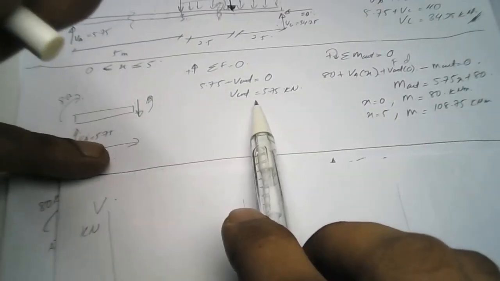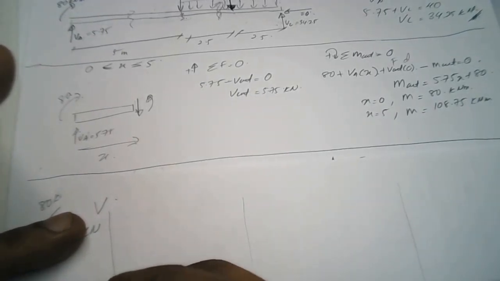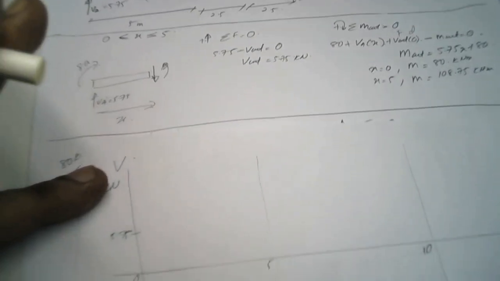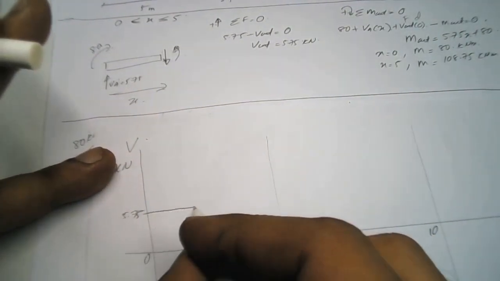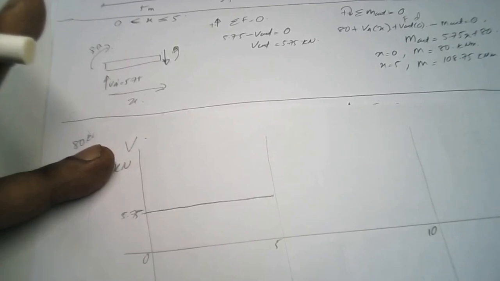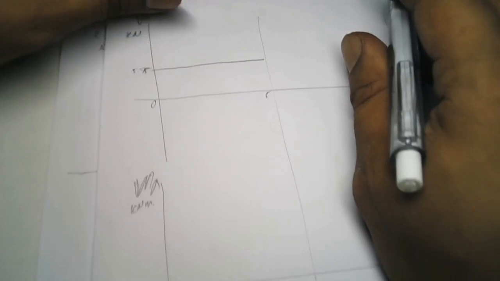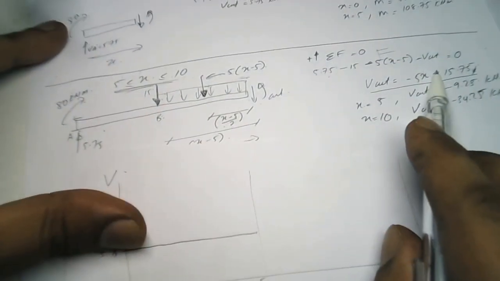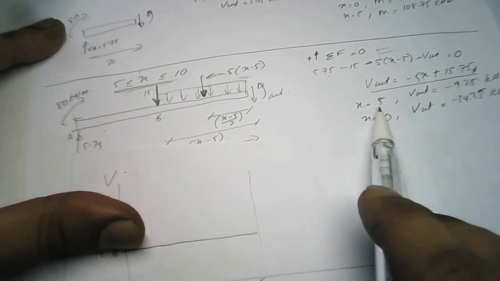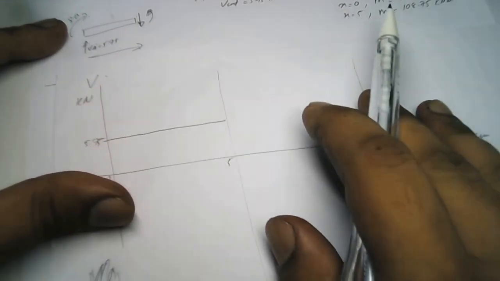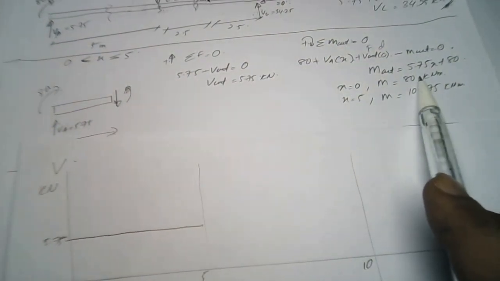So what happened to the V cut here? V cut is 5.75. So that means we have 5.75 here. We just draw one straight horizontal line here. And what happened to the moment? Here we have 5.75 x plus 80. I refer to this one.